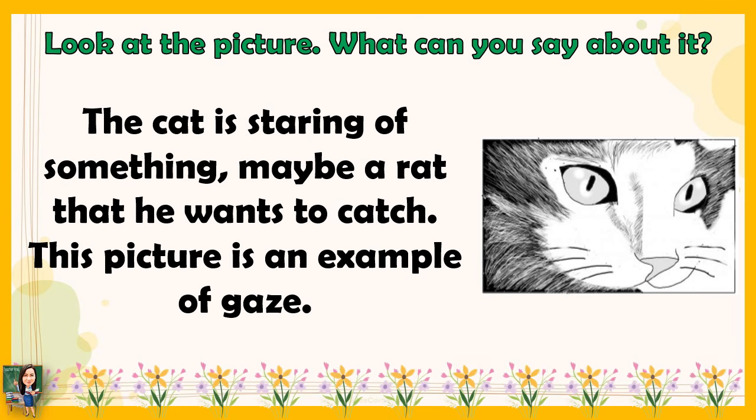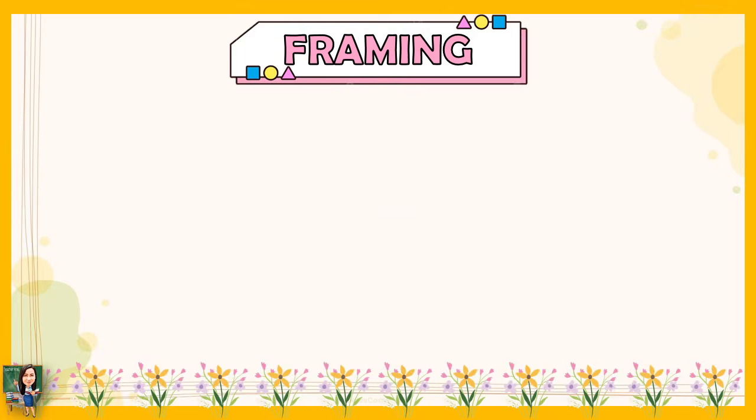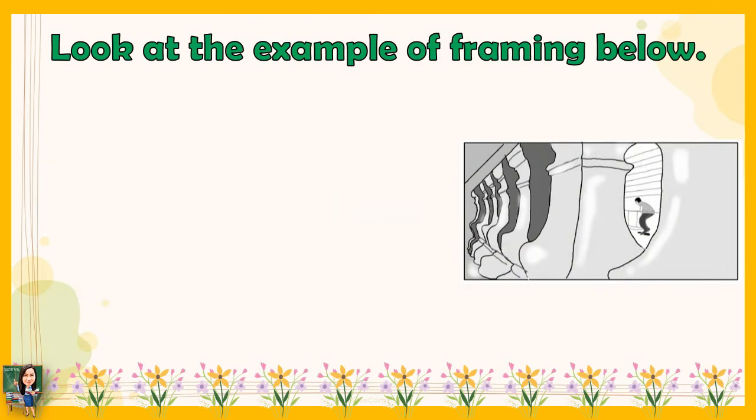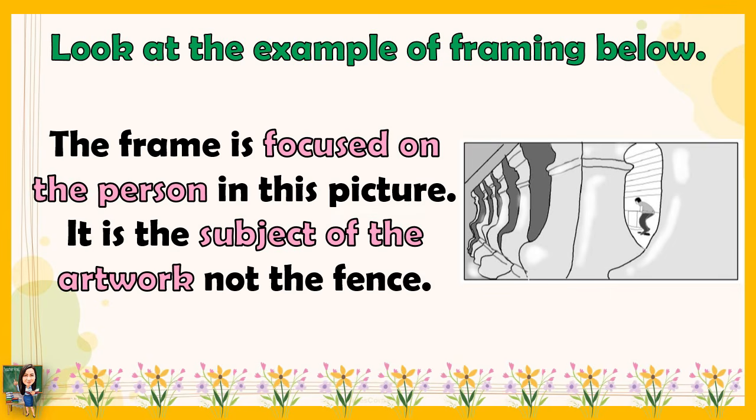Another most common visual element is framing. In visual arts, and particularly cinematography, framing deals with the proper placement of the subject together with other images. This is a feature of visual elements to highlight the subject inside a particular frame. Look at the example of framing below. The frame is focused on the person in this picture. It is the subject of the artwork, not the fence.